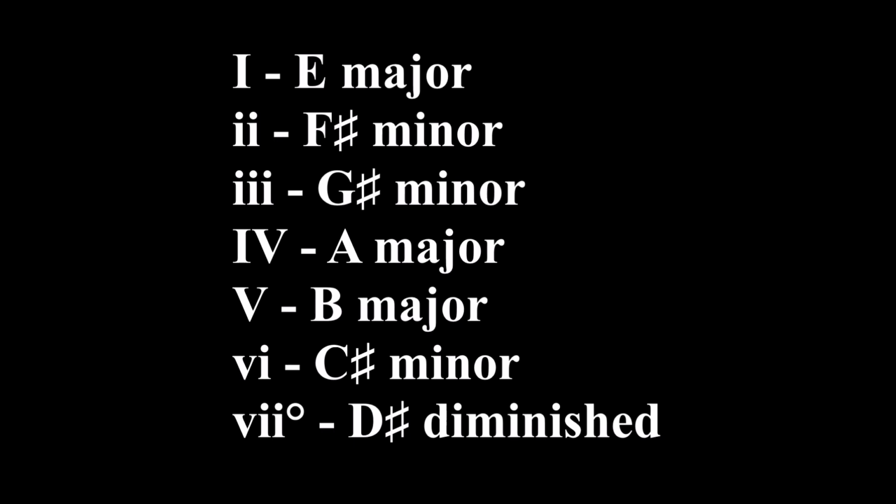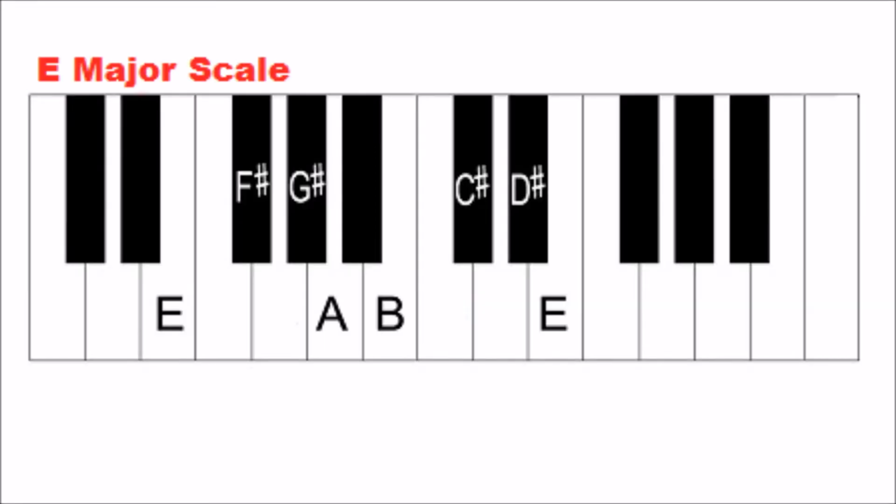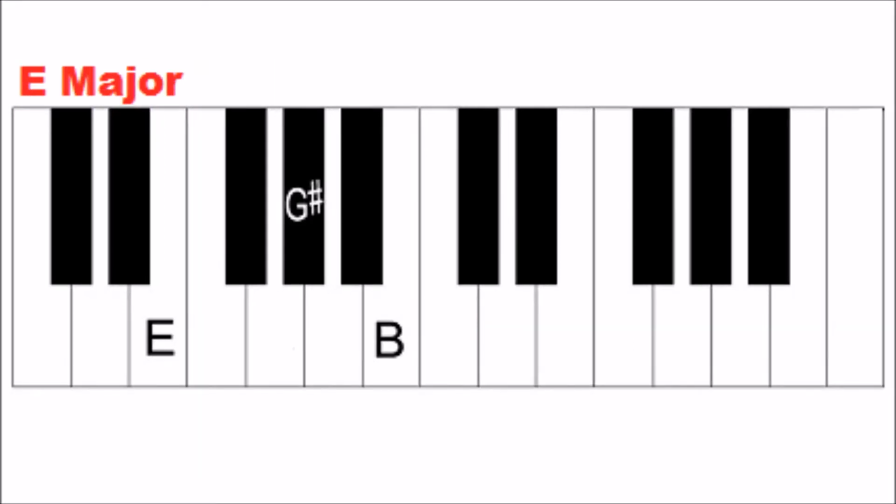Another way to come up with chords by key is to first of all know what the scale is. Then form each chord by skipping a letter or note. For instance, you can start on E, skip F sharp, play G sharp, skip A, and play B, giving you E, G sharp, B. And this is an E major chord.